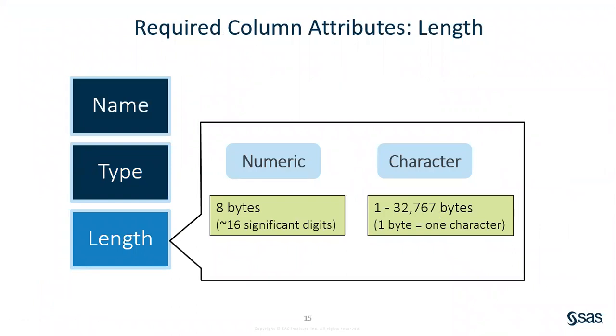So how about length? By default, every numeric column in SAS is saved as 8 bytes, where it can save a maximum of 16 significant digits. It's not that one number means 1 byte. No. 8 bytes can save nearly 16 digits. Whereas for a character data column, the length could be between 1 to 32,767 bytes, where one character is equivalent to 1 byte. All right.